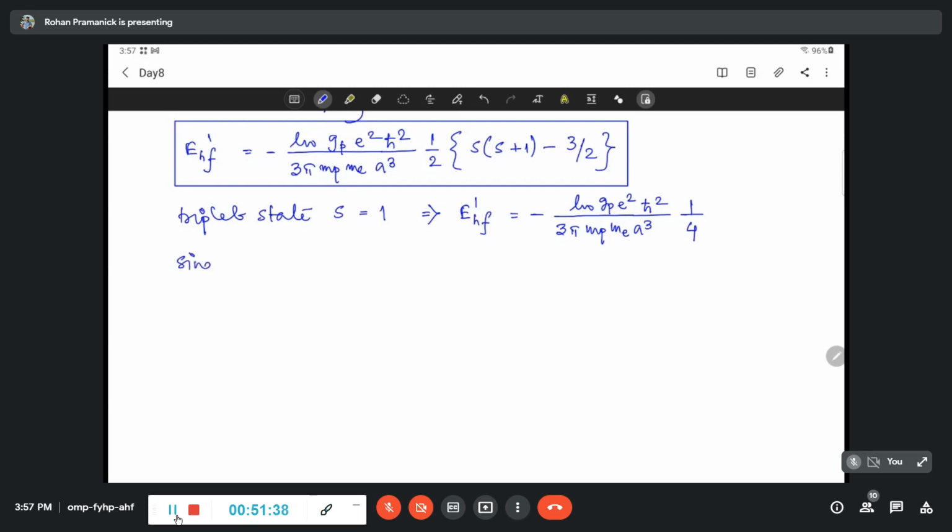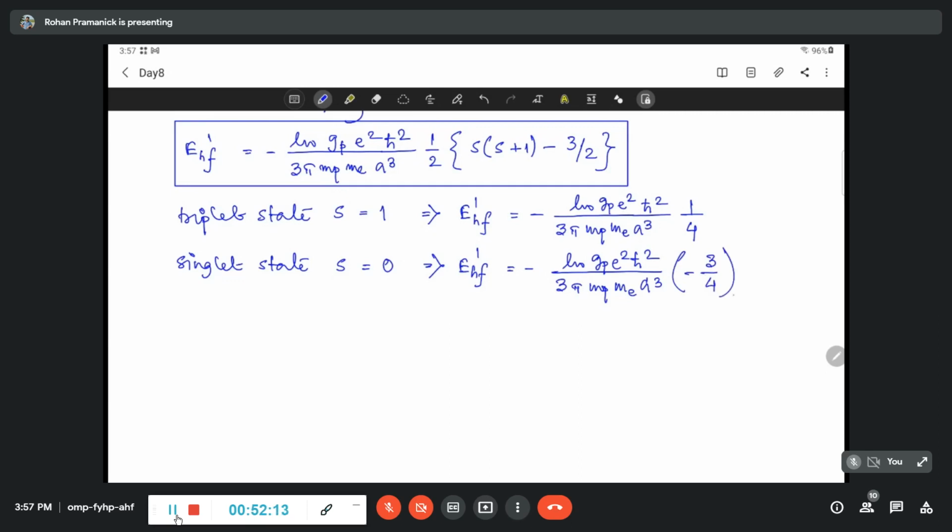And for the singlet state, S equals 0, you have the correction equal to minus square root 3 pi mp me a cube. So this is 0, so this is minus 3 by 4.